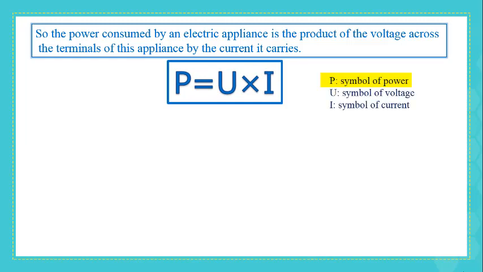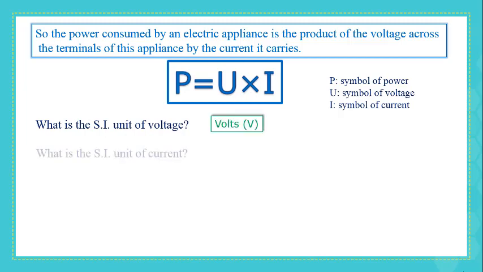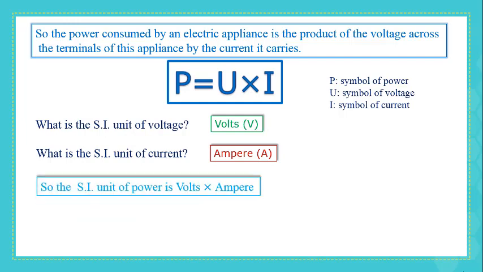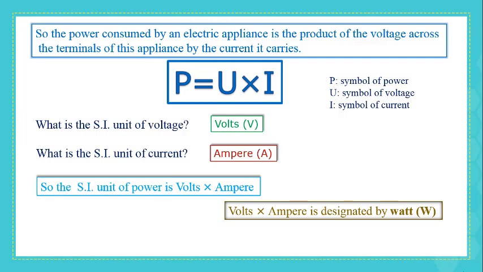P is the symbol of electric power. U is the symbol of voltage. I is the symbol of electric current. What is the SI unit of voltage? Volts. What is the SI unit of current? Ampere. Can you deduce the SI unit of electric power? SI unit of power is volts times ampere. Volts times amperes is designated by watt, symbolized by letter W. So, what is the SI unit of electric power?